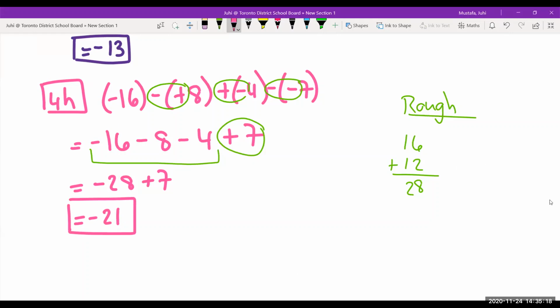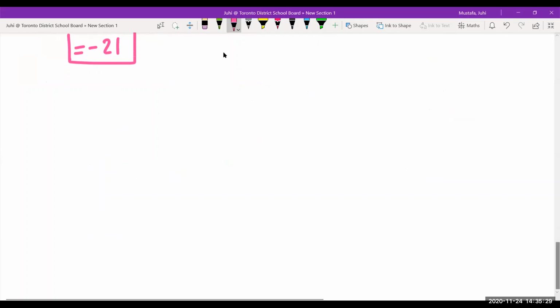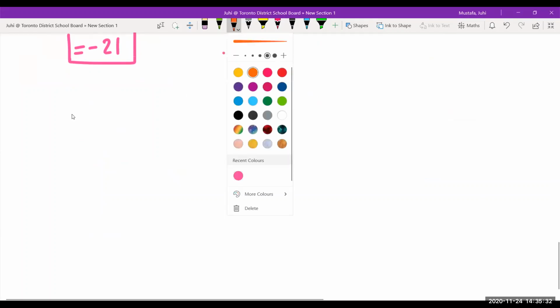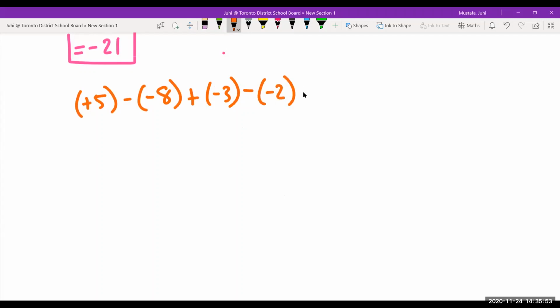Okay, hopefully you're getting the hang of it, but it's just bothering me that all of these questions are working out so nicely. I want a question where I want to rearrange. So we're going to do one more question. Let's try this one. Okay, let's just make one up. So we're going to have positive 5 minus negative 8 plus negative 3 minus negative 2. And then let's have plus minus plus negative 7. Give me a second to write that down.